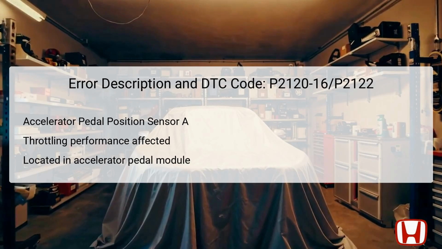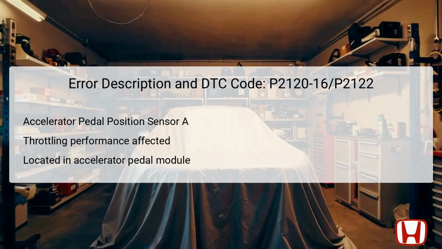The Accelerator Pedal Position (APP) Sensor A is crucial for monitoring the position of the accelerator pedal. When this sensor is integrated with the accelerator pedal module, it detects the angle or displacement of the pedal as the driver accelerates or decelerates. If the APP sensor fails to provide a proper voltage signal, the vehicle's powertrain control module, PCM, will not receive accurate feedback, resulting in performance inconsistencies.